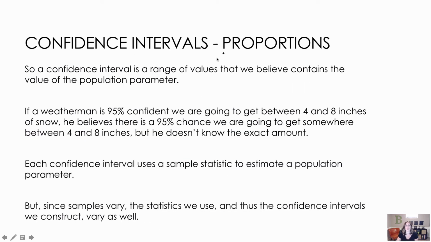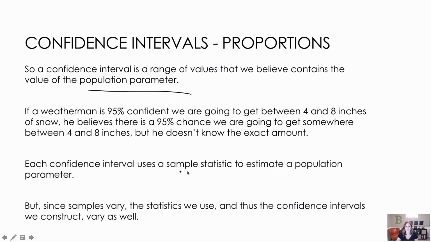So again, it's just a range of values that we believe contains the population parameter. If a weatherman is 95% confident we're going to get between 4 and 8 inches of snow, he believes there's a 95% chance we're going to get somewhere between that, but he doesn't know the exact amount. But of course, we all know, especially if you live in Nebraska like I do, that quite often they are wrong. There's always that chance on the outside that the weatherman was wrong and we now get 8.5 or 9 or 12 inches.